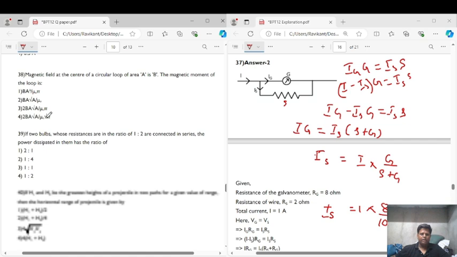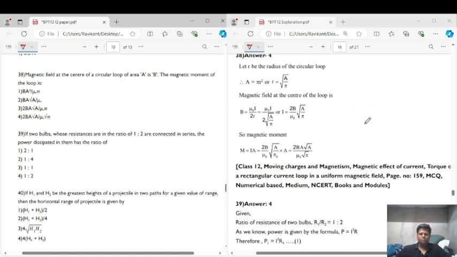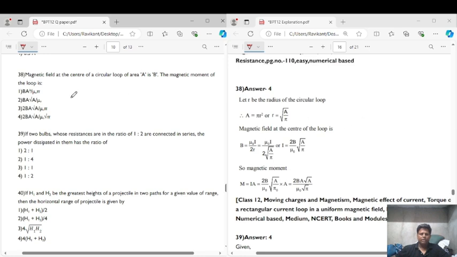Question number 38. Question number 38 says that the magnetic field at the center of a circular loop of area A is B. The magnetic moment of the loop is. So let R be the radius of the circular loop. Area is equal to pi r square. So R is equal to under root A upon pi. Now the magnetic field at the center of the loop is given by mu naught I upon 2R.